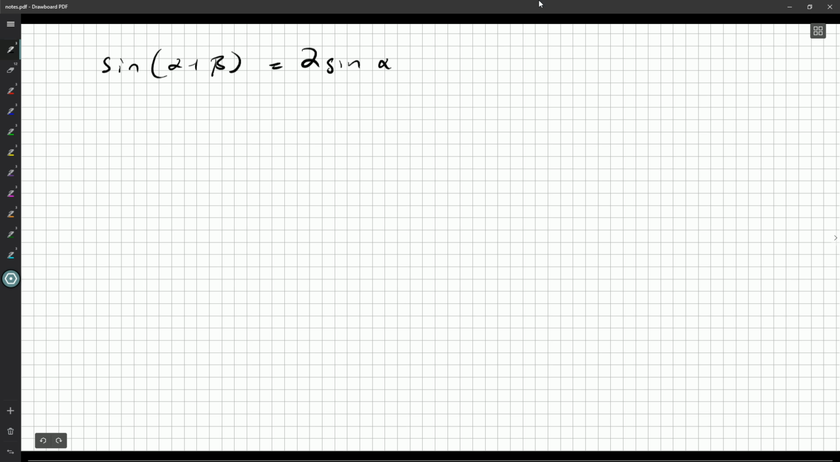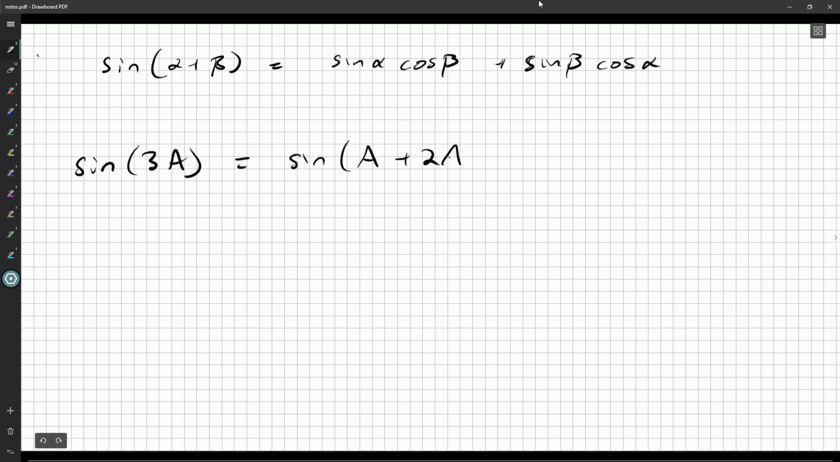Oh, sorry, no, that's if we doubled it. We get sine alpha cos beta plus sine beta cos alpha. So when it comes to sine 3a, I suppose I could write it as sine a plus 2a. And then that would be sine a cos 2a. There's a double angle formula we can use there. Sine 2a, another double angle formula can be used there. And then a cos a.